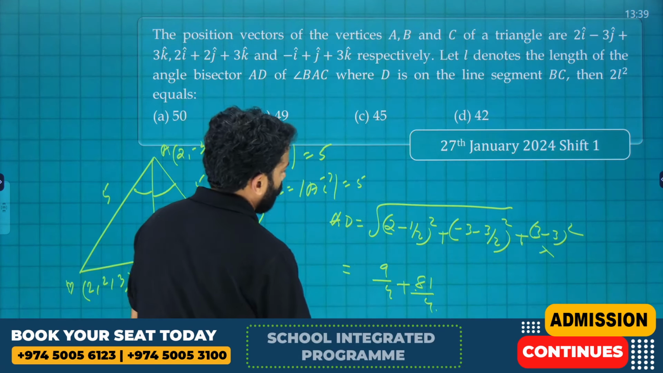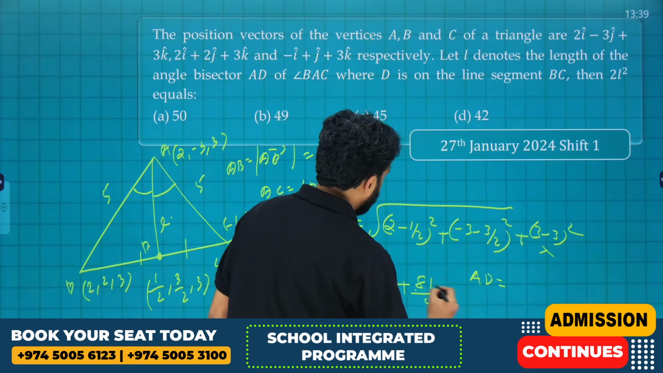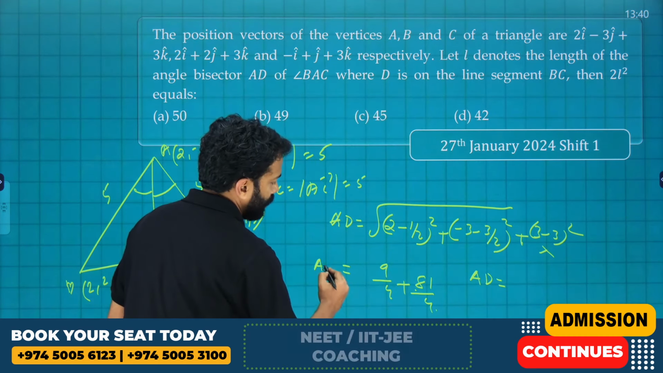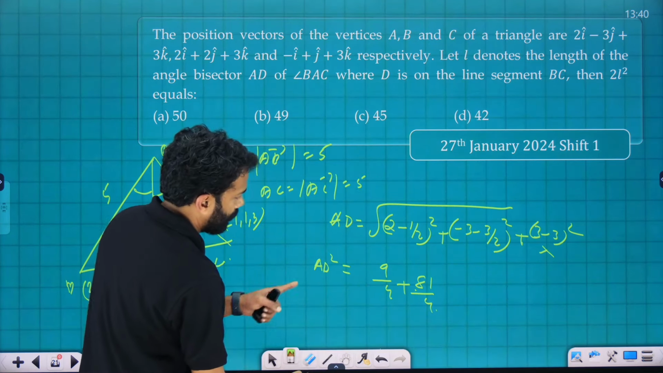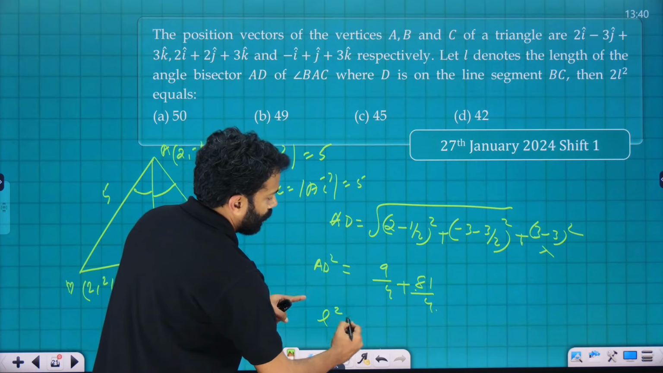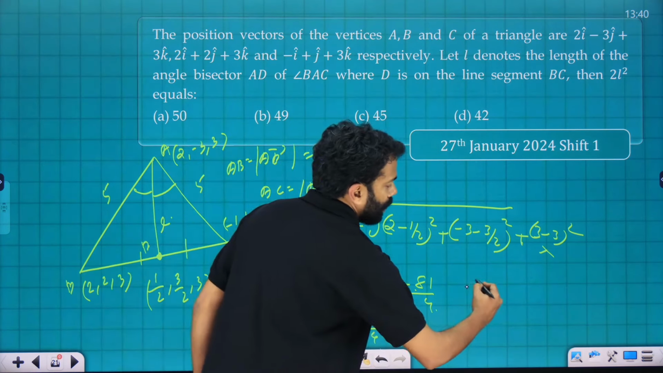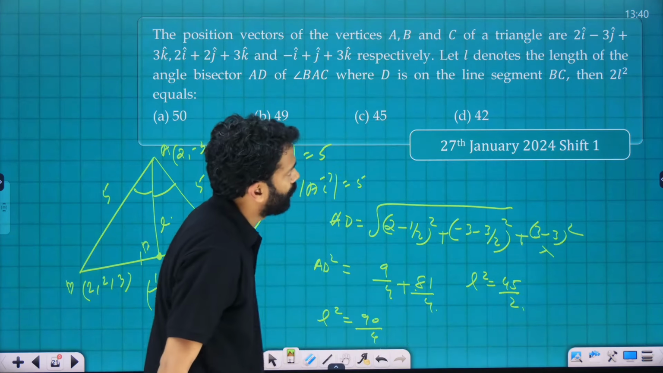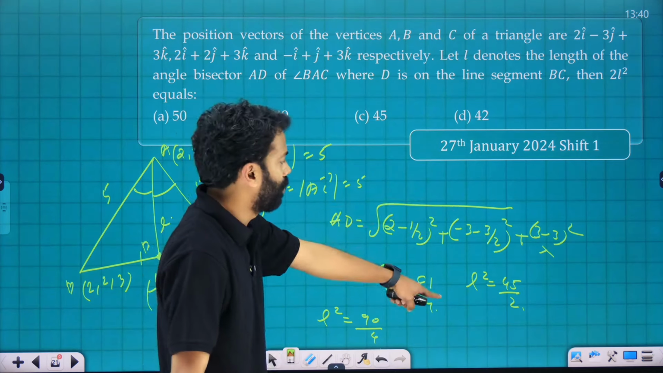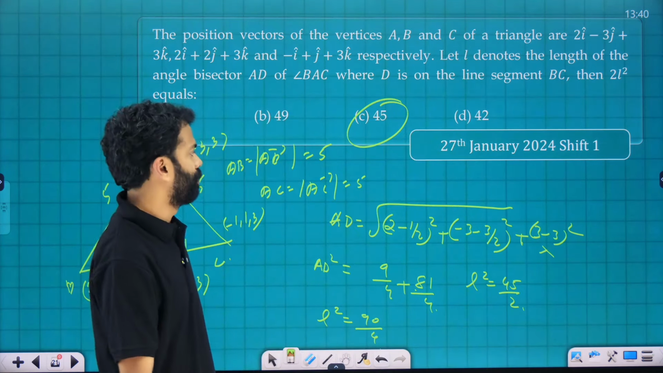Okay, so AD is equal to, that is AD square, sorry, this is AD square, and AD square is L square. L square is equal to 90 by 4. That is L square is equal to 45 by 2. But you need to find the value of 2L square. And what is 2L square? 45.